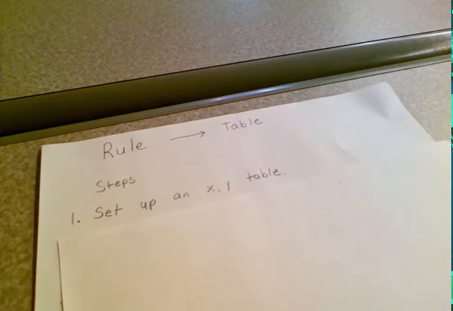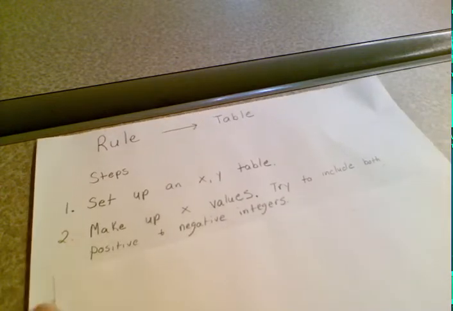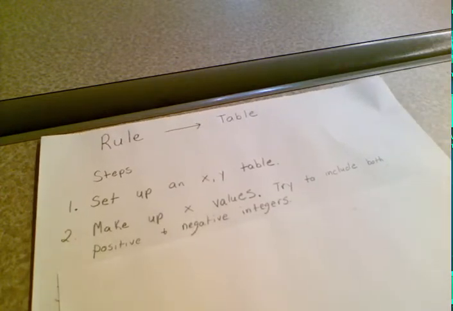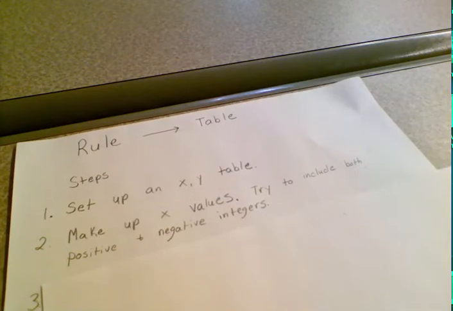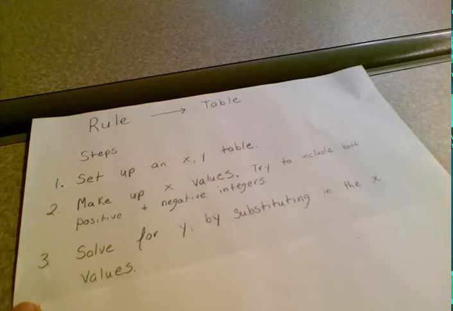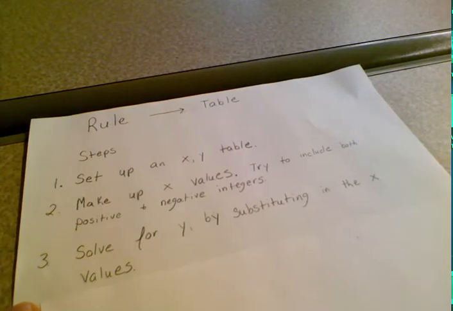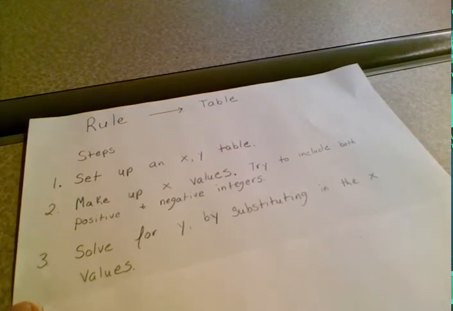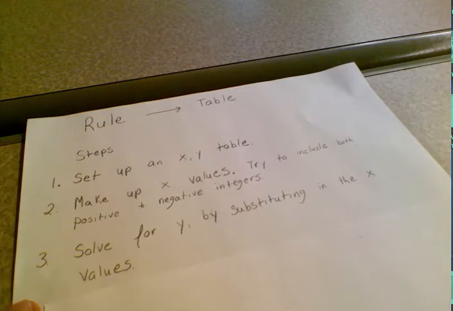All right. 2, make up x values. Try to include both positive and negative integers. All right, and we'll go over a couple of examples here shortly. 3, solve for y by substituting in the x values. Let's take a look at an example here. And again, if you need to pause this and write it down, please do so.